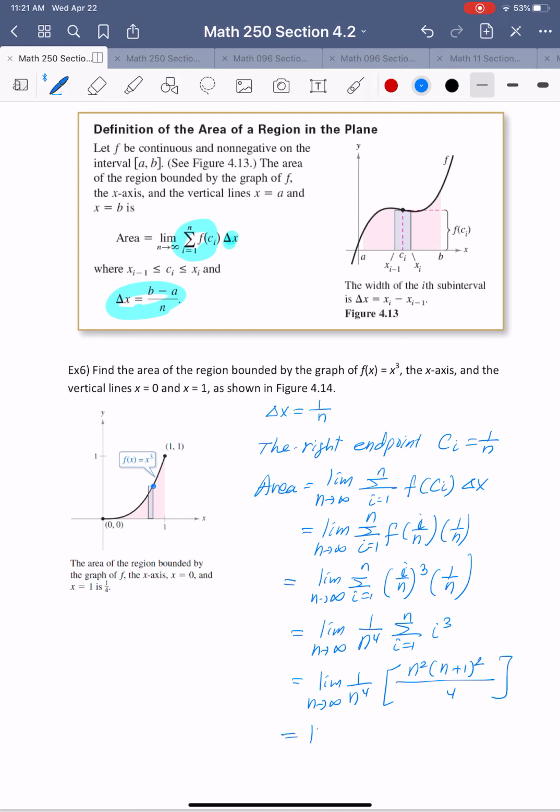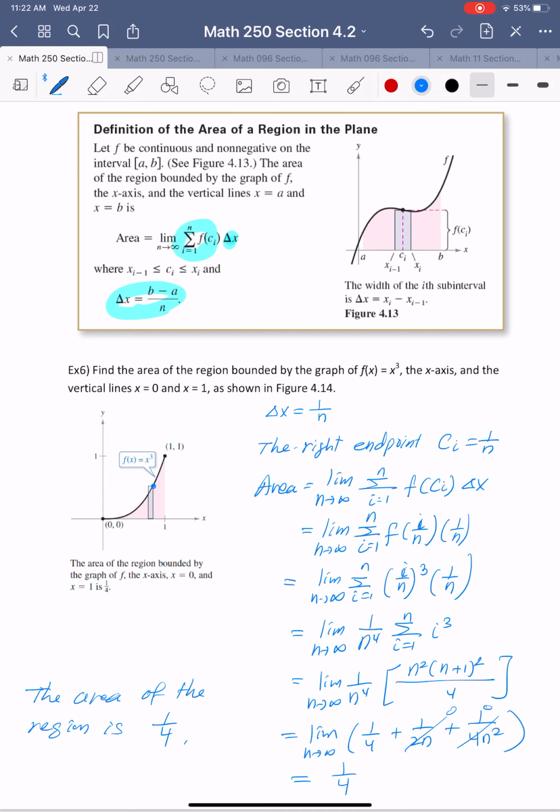And then when you simplify, you get 1 over 4 plus 1 over 2n plus 1 over 4n squared. But since n goes to infinity, the last two terms go to 0, and the answer is 1/4. So we can say the area under the curve is 1/4. Okay, all right, that's all.